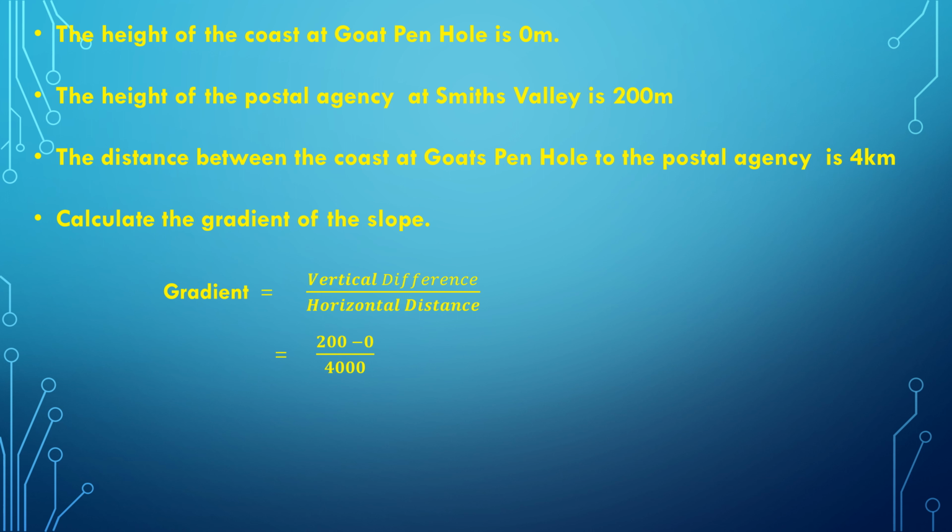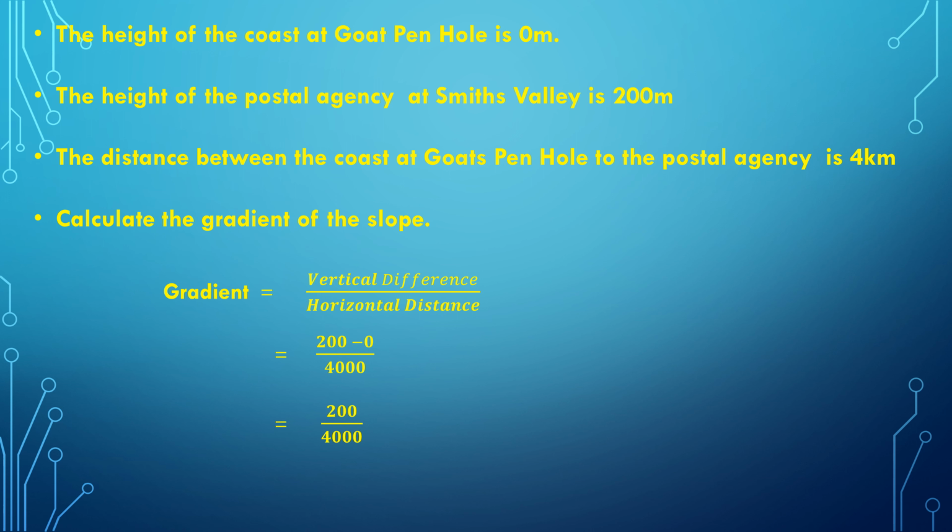Now, how did we get that 4,000? Remember, we simply multiply 4 kilometers by 1,000 meters, since 1 kilometer is equal to 1,000 meters. So we had to convert our kilometers into meters, since our heights are both in meters. Okay, now that we've gotten that out of the way, we end up with 200 minus 0 all over 4,000.